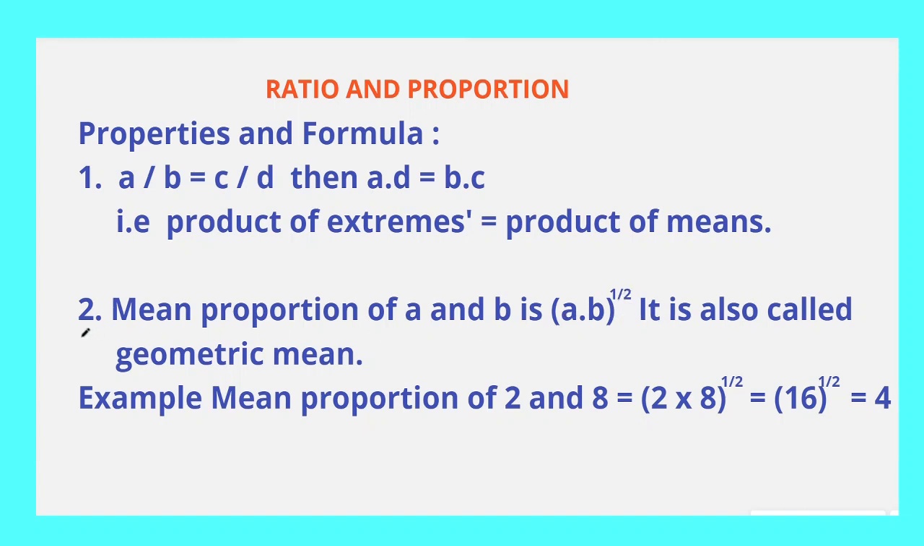It is also called geometric mean. For example, the mean proportion of 2 and 8. So what we do, we multiply 2 and 8 and we take the square root of it. So (2 multiplied by 8) to the power 1 by 2, or square root of 2 multiplied by 8. 2 multiplied by 8 is 16, and the square root of 16, or 16 to the power 1 by 2, equals 4. So the mean proportion of 2 and 8 is 4.